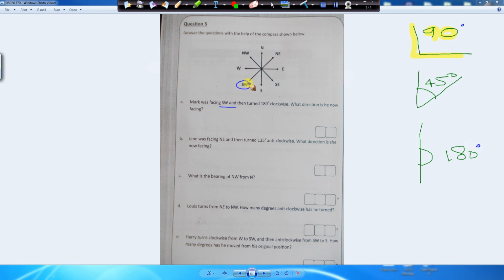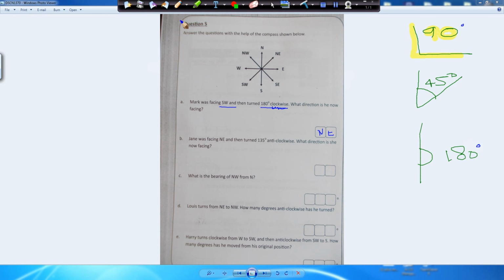Southwest, here. And he turned 180 degrees clockwise. When you do 180 degrees, you don't need to say clockwise or anti-clockwise, because 180 degrees is half a turn. It doesn't matter which direction you turn in, you'll end up in the same place. I don't know why they put this part in, but never mind. 180 degrees is a straight line. He started off facing this way and turns half a turn, so he'll be facing northeast. That's half a turn, 180 degrees. Let's quickly blank that now because we need to use it again.